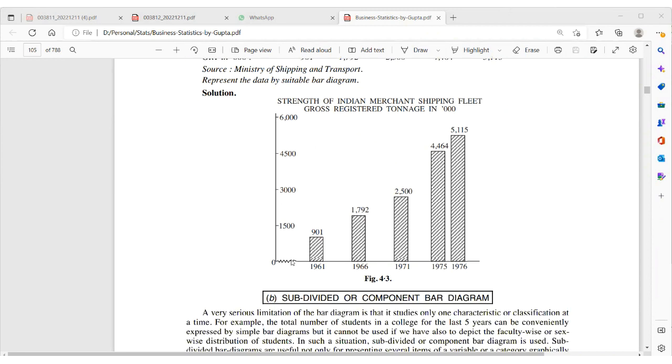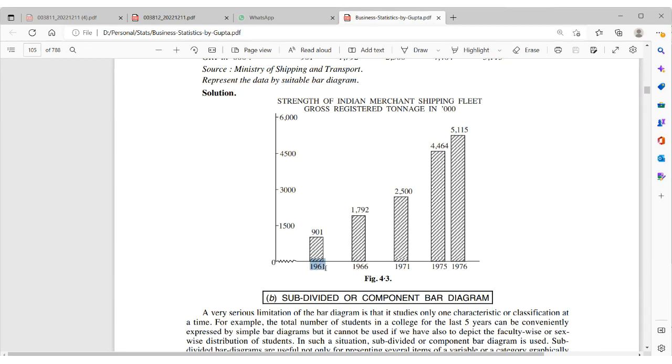Now, this is called a kink. This line, this zigzag line, is called a kink. This shows that the year is given as 1961, prior to this there is 1960 or 1959, but we have started from 1961. So we make this kink line. It shows that this one is a continuation and we have started from this. Right?